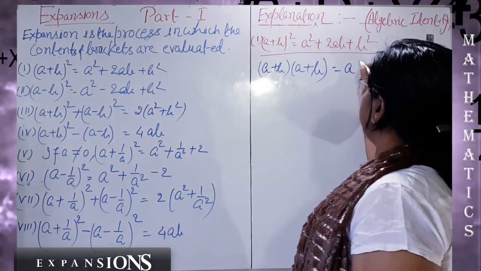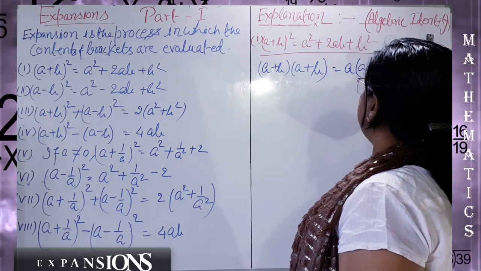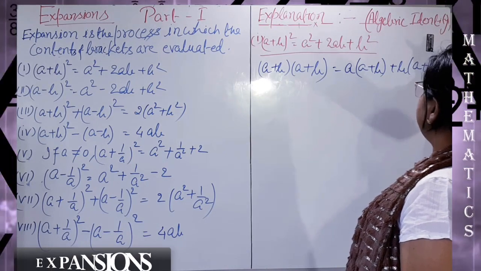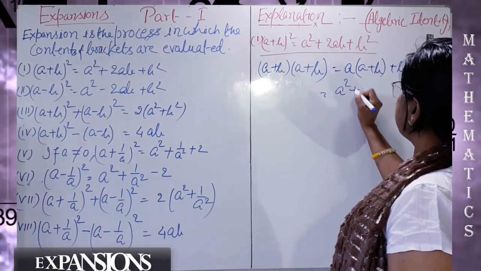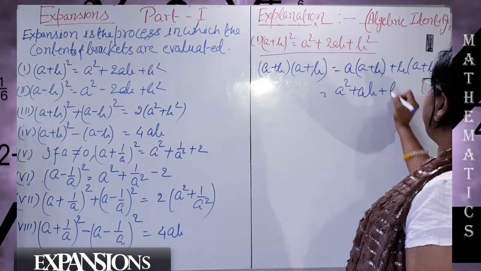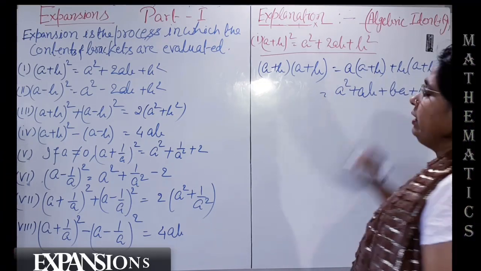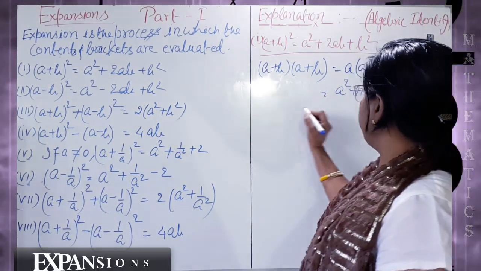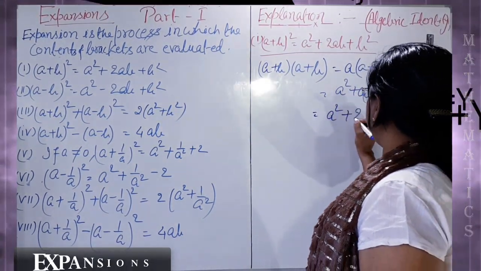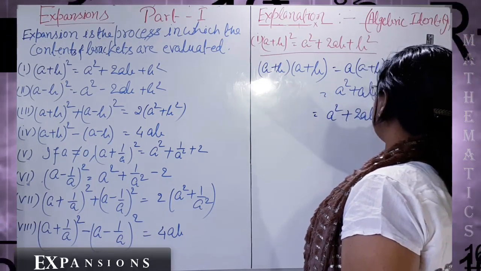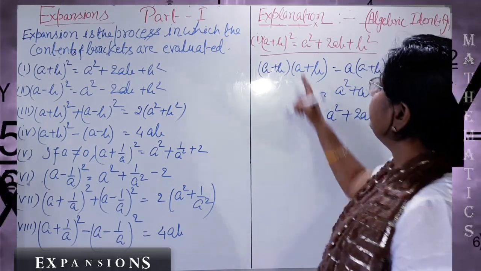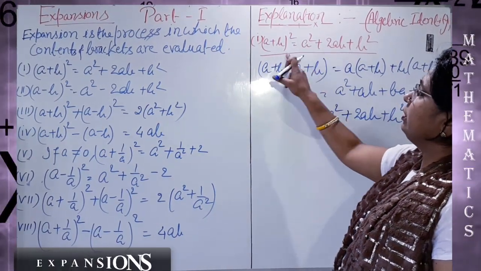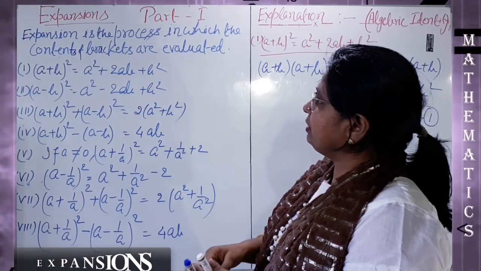Now multiply a by (a plus b), and the second factor, plus b into (a plus b). You can say a square plus ab plus ba plus b square. In a product, ab is equal to ba. So we can write a square plus 2ab plus b square. It is your first algebraic identity or expansion.